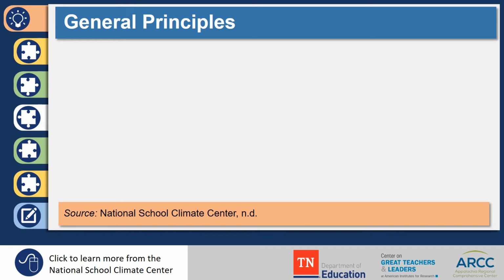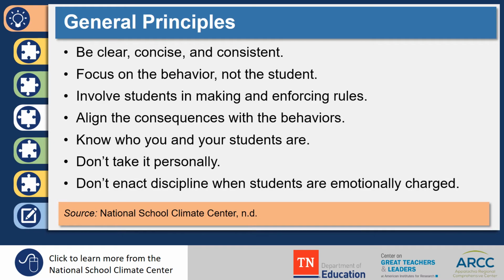Before getting into specific student-centered disciplinary practices, there are some general principles of student-centered discipline to review. Be clear, concise, and consistent. When providing instructions and expectations, whether for specified behaviors, a procedure, or an assignment, use as few words as you can. Students can only process so many directions at one time. Get to the point in as few directions as possible. In addition, be consistent in those rules and expectations.